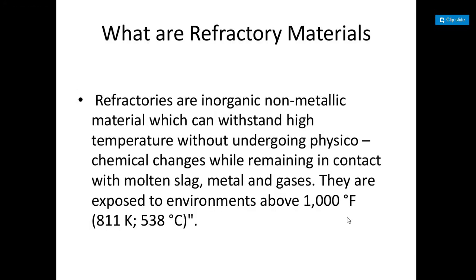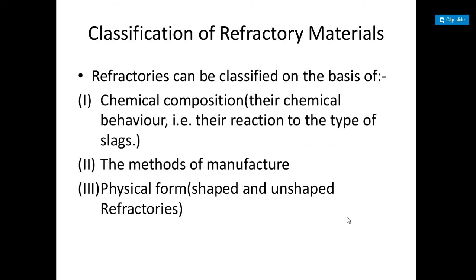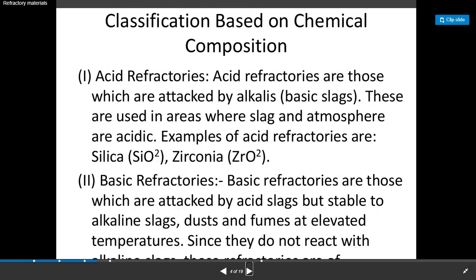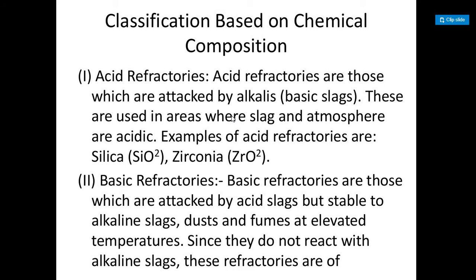Refractories are inorganic non-metallic materials which can withstand high temperature without undergoing physicochemical changes while remaining in contact with molten slag, metal and gases. They are exposed to environments above 1000 degrees Fahrenheit. Refractories can be classified on the basis of chemical composition, the method of manufacture, and physical form. Classification based on chemical composition.